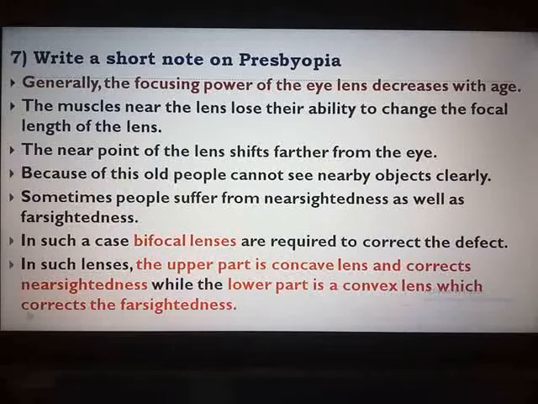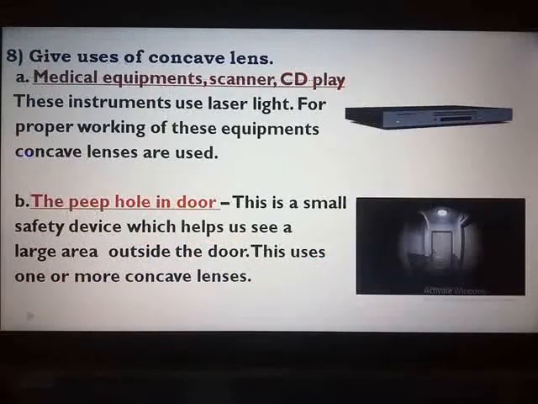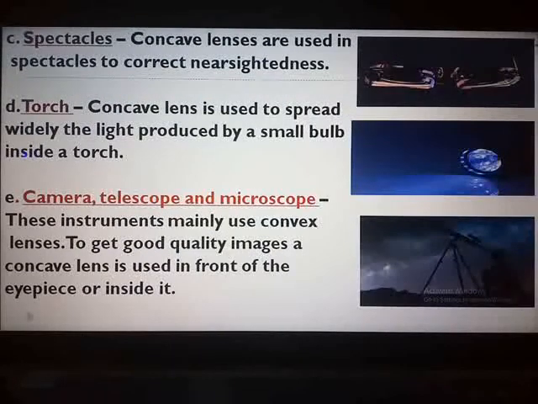On the same page towards the bottom you have a very important additional question. Give the uses of concave lens. Now all the uses are given one below the other on page number 89. You can see the heading towards the end of the page, use of concave lenses. A to E, 5 uses are there. Any 3 you have to study. I have mentioned all the 5 on the slide. Any 3 you can select and study.